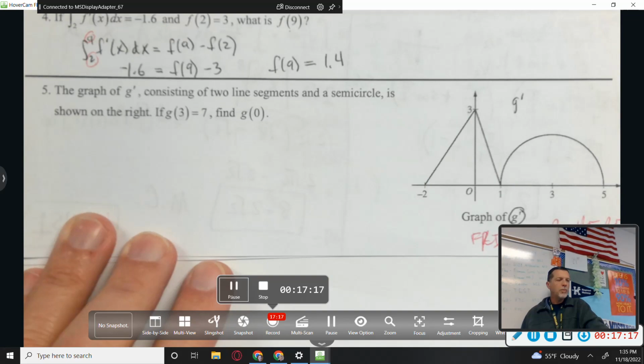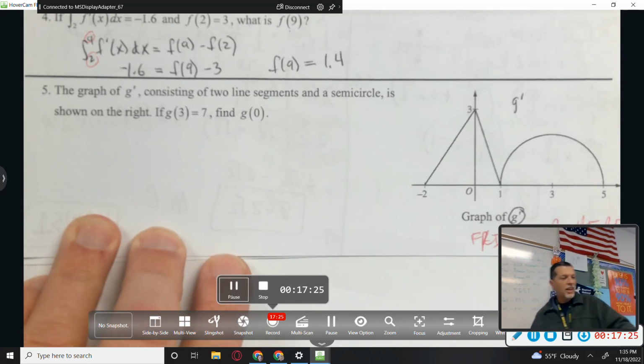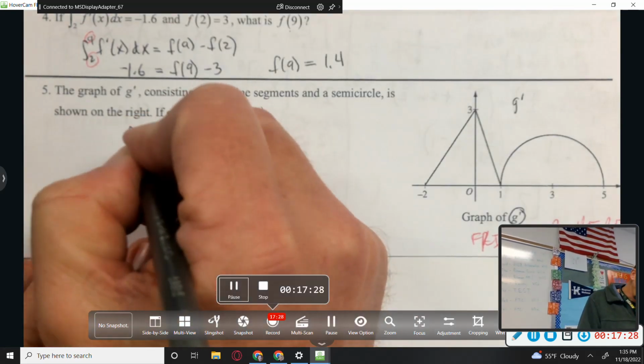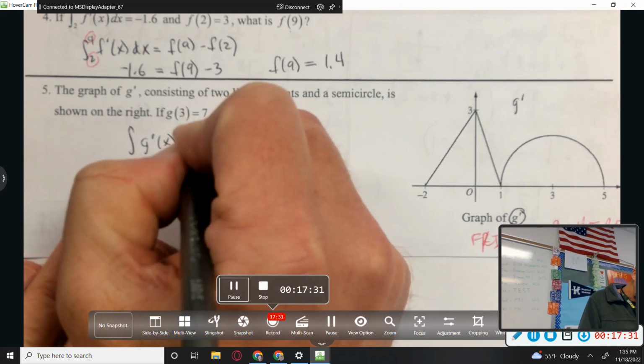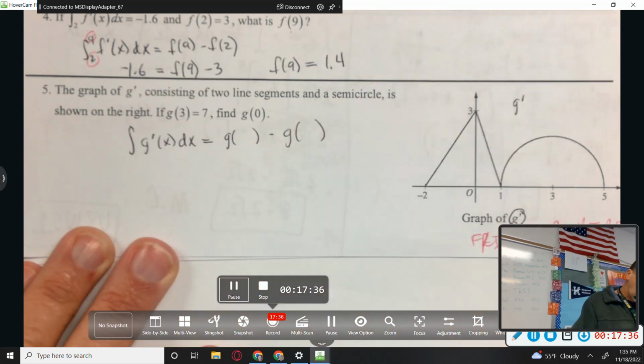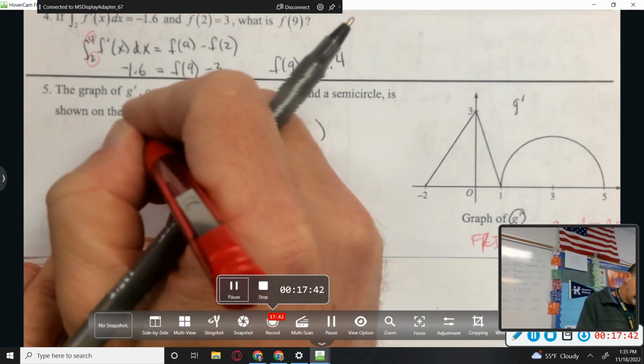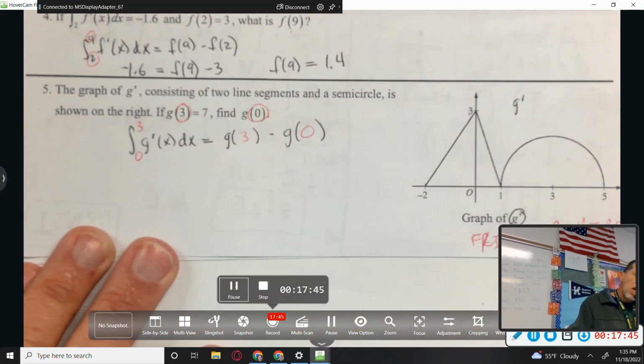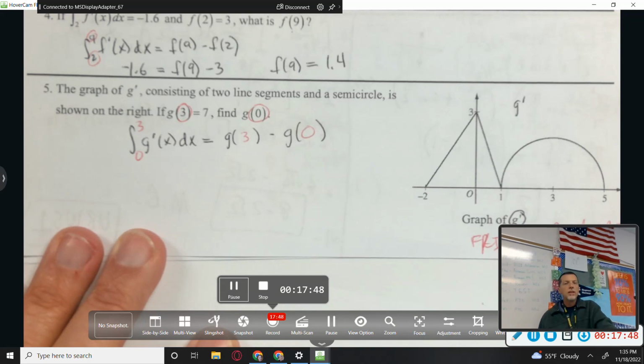Well, again, they're giving me G prime and asking me questions about G. So if I want to get from G prime back to G, I've got to take the antiderivative, or the integral. So I'm going to antiderivative G prime, because that will tell me stuff about G. From 0 to 3, right? And we should probably use the x values that we're talking about. So from 0 to 3. Again, if it gives you f prime and asks about f, you're going to have to integrate. And then maybe you integrate with the calculator. Maybe you integrate by hand.